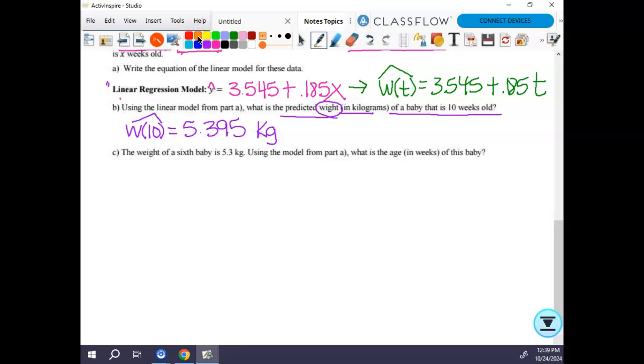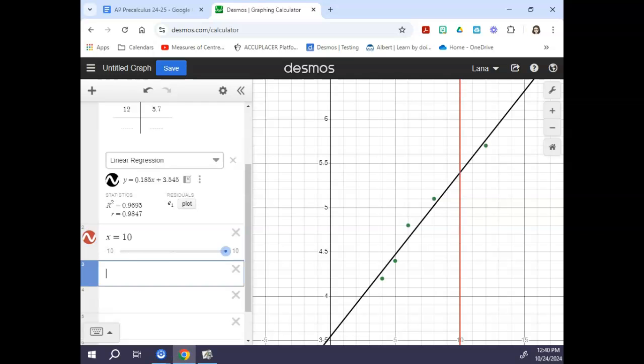All right, so the next one says the weight of the 6th baby is 5.3 kilograms. Using the model from part A, what is the age in weeks of the baby? So the information they gave us, is it the input or the output? The output. So something equals 5.3. I need the t value, so it's basically W of t that I don't know would equal 5.3, right? And I need to figure out what t is. Since this is the output, that's the y value, right? So I'm going to go back over here in this next little box.